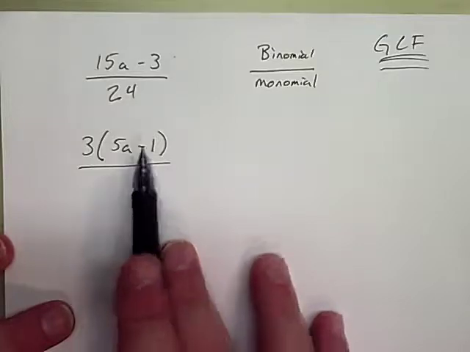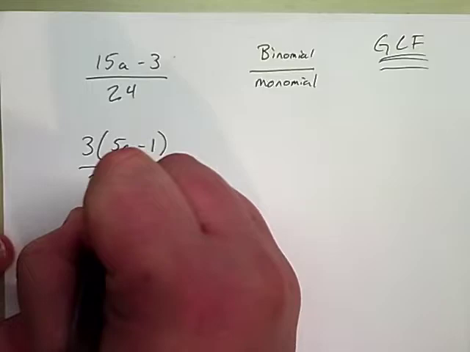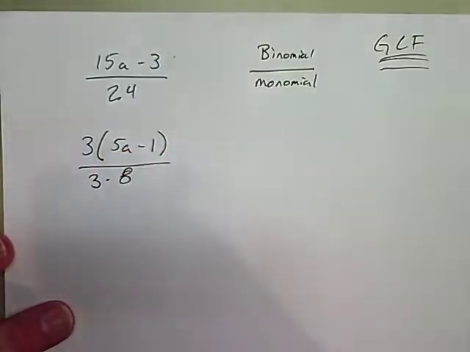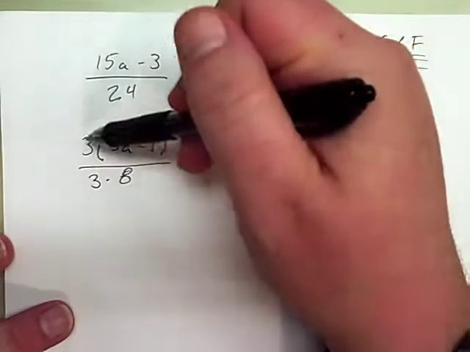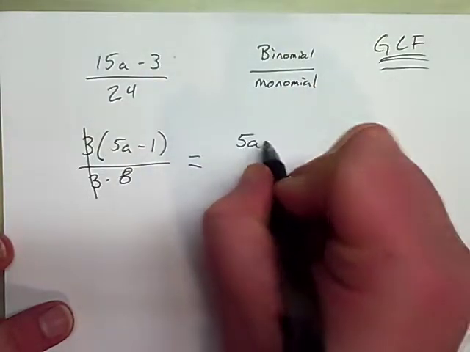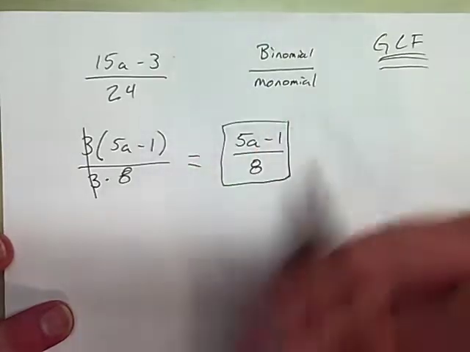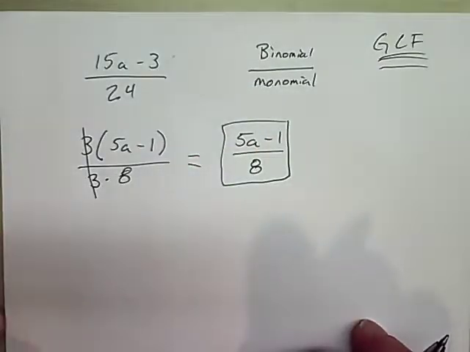Well, since 24 is a monomial, there's no way I'm going to get 5a minus 1 out of the deal. So let's see, does 24 divide by 3? Well, it sure does. So I get 3 times 8. And now I clearly can see the 3's are going to cancel, and now I'm left with 5a minus 1 all over 8. And that's as far as I could take it.